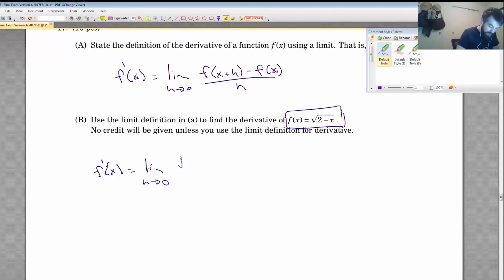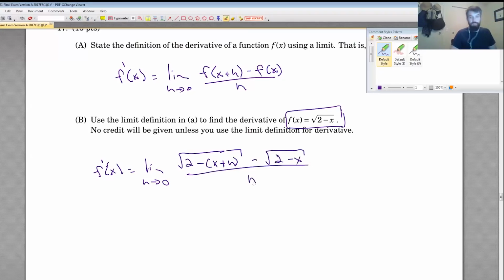So f of x plus h is the square root of 2 minus. Now here's how you deal with it. In place of the x, you put a bracket, and then you write x plus h. The tendency is to go minus x plus h, but it's not. It's minus x minus h when you distribute over the minus 1. Minus square root of 2 minus x. All right. And then divided out by h.